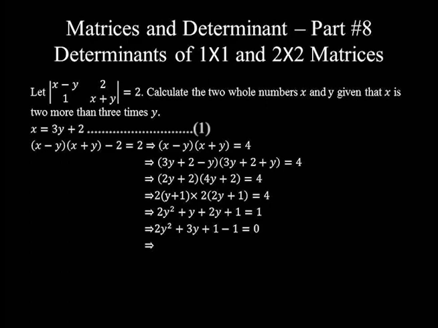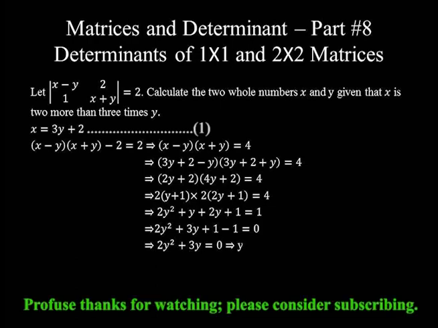This implies 2y squared plus 3y, 1 minus 1 is 0, so no need to add 0. This simply equal to 0. Y is common for both expressions. So taking it as a common factor, we will find y times 2y squared divided by y is 2y plus 3y divided by y is 3, which is equal to 0.